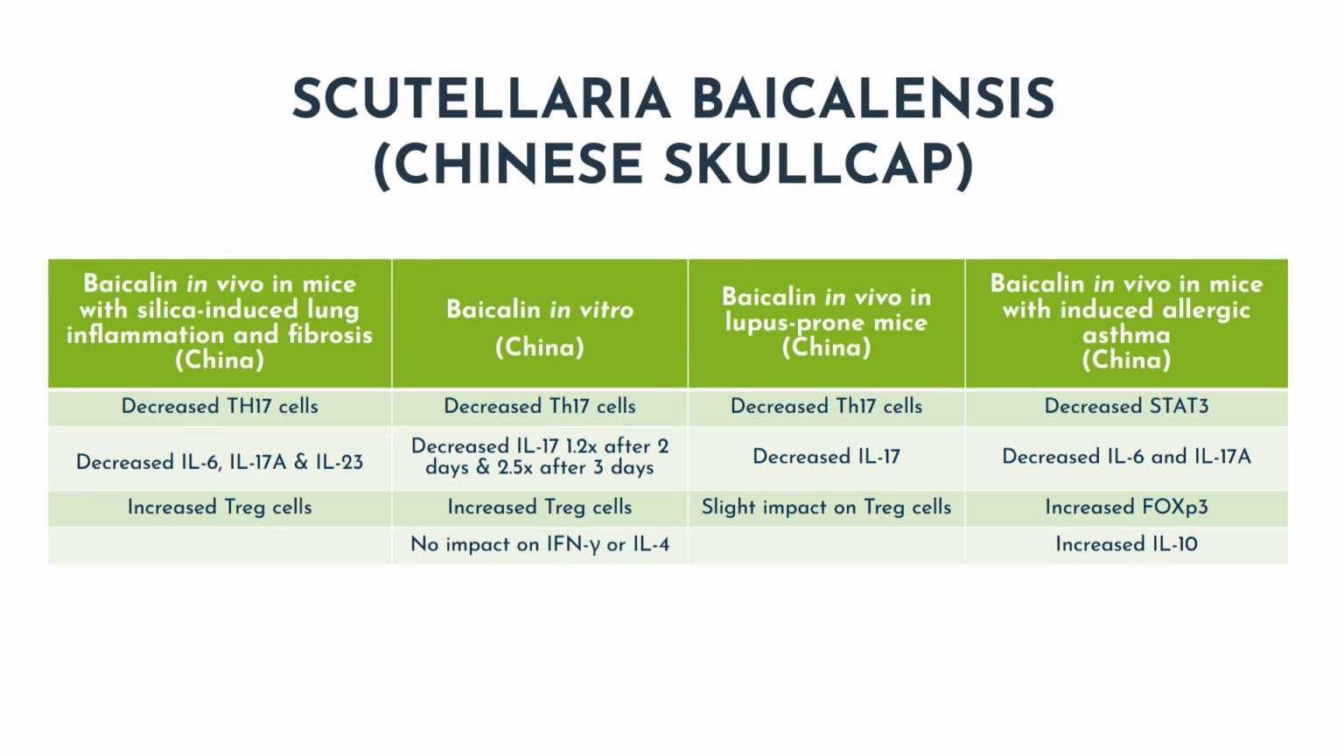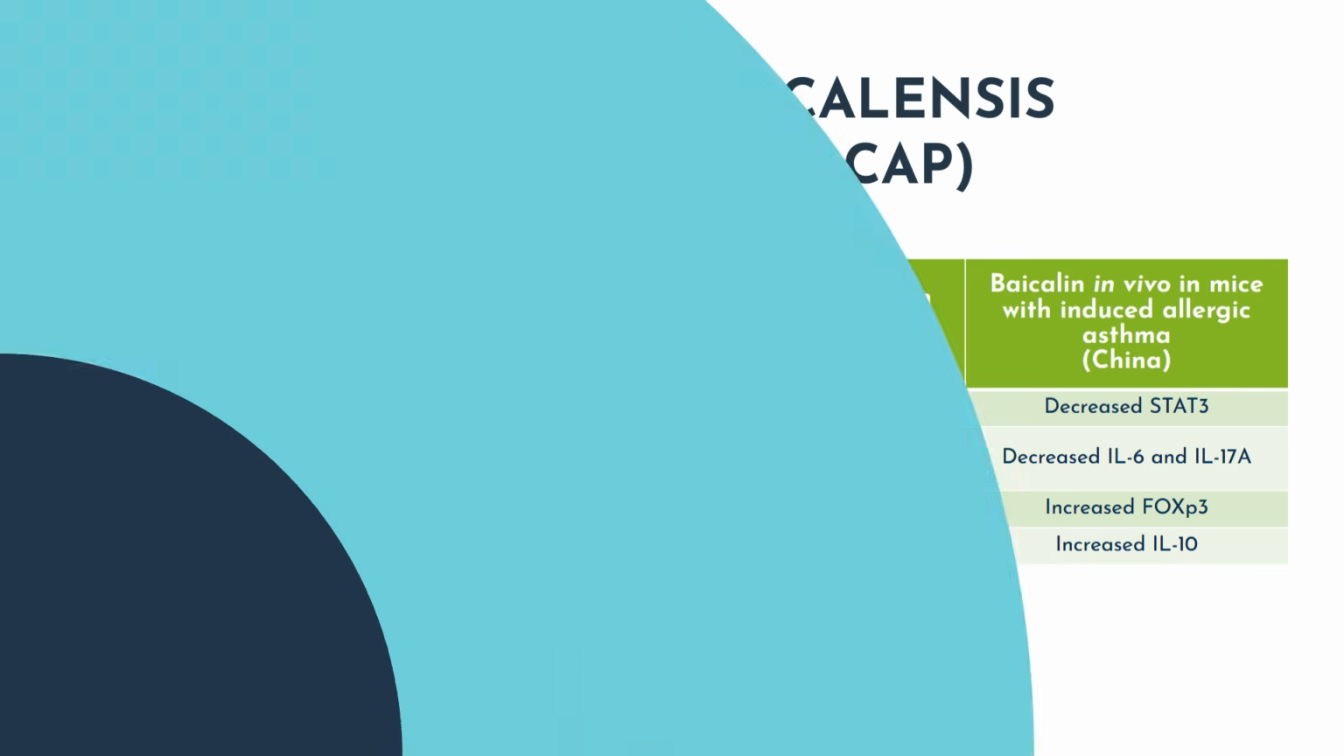Baicalin in vitro was shown to decrease Th17 cells and increase Tregs. Baicalin in vivo in lupus-prone mice decreased Th17 cells and IL-17. And baicalin in vivo in mice with induced allergic asthma decreased IL-6 and IL-17A. So there's a lot of research, again, in China on Scutellaria baicalensis.